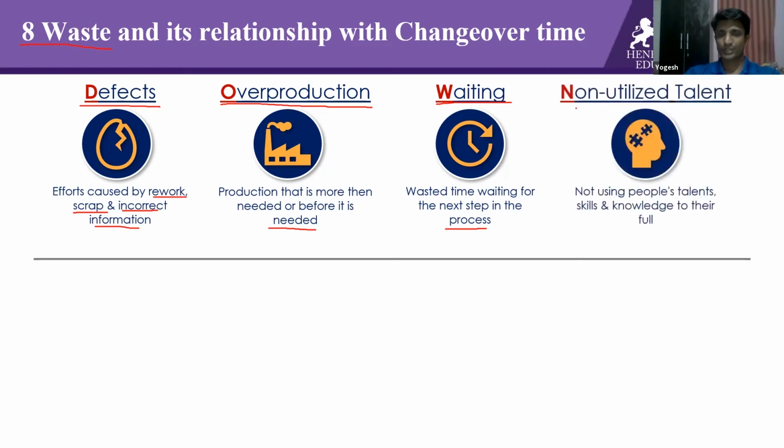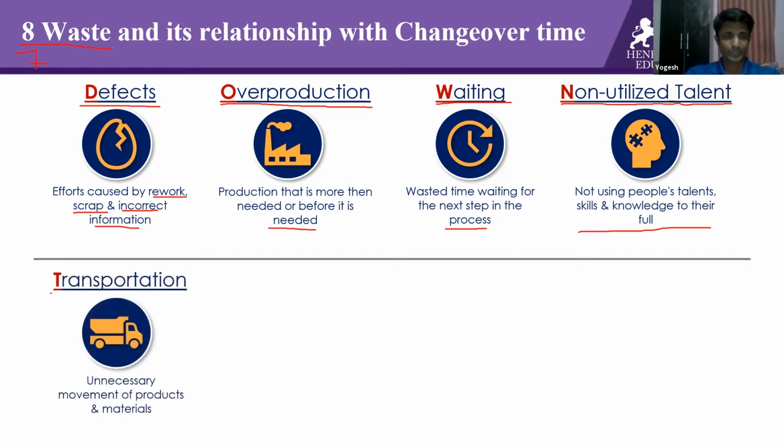Then the fourth loss is non-utilized talent. This is basically a new addition to the classical seven wastes. It used to be seven wastes when it was first introduced, but then this eighth waste was added, and that is skill or non-utilization of talent. Not utilizing people's talent, skill, and knowledge to their full strength is called non-utilized talent. Straightforward, right? Very easy to understand.